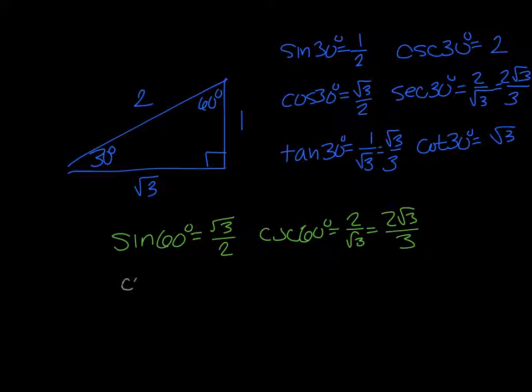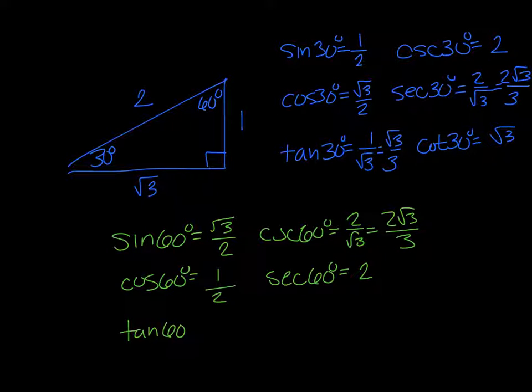Now we have the cosine of 60 degrees. That would be the adjacent over the hypotenuse. That's not adjacent, is it? I was looking at 30 degrees there, sorry. Okay, so the cosine of 60 degrees is 1, adjacent over the hypotenuse 2. And so then the secant of 60 degrees would be, flip it over, 2 over 1.